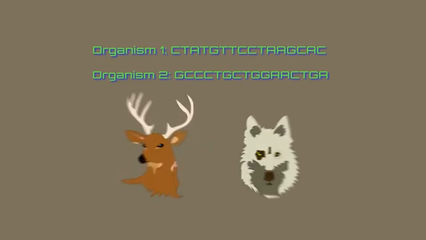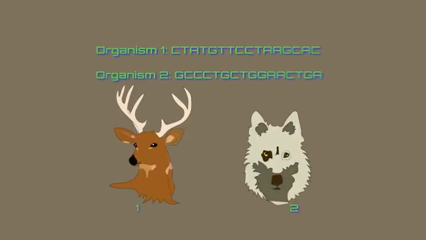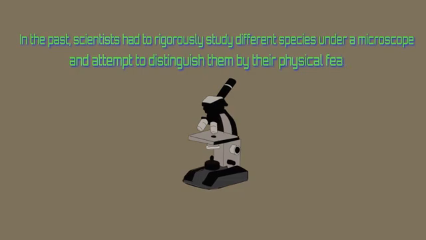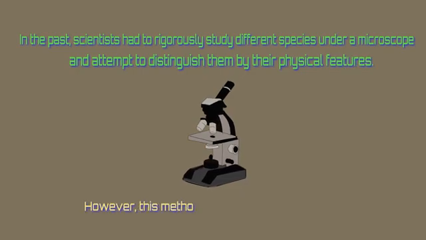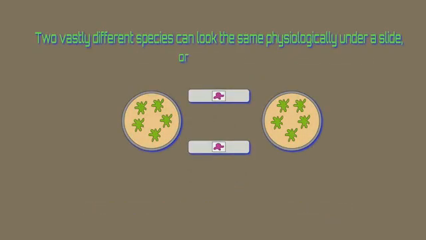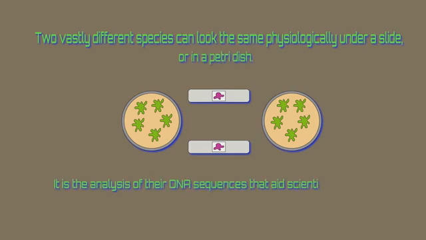You can identify an organism solely based on its DNA. In the past, scientists had to rigorously study different species under a microscope and attempt to distinguish them by their physical features. However, this method proved to not always work. Think of it this way. Two vastly different species can look the same physiologically under a slide or in a petri dish. Yet it is the analysis of their DNA sequences that aids scientists in grouping different molecular biodiversity.